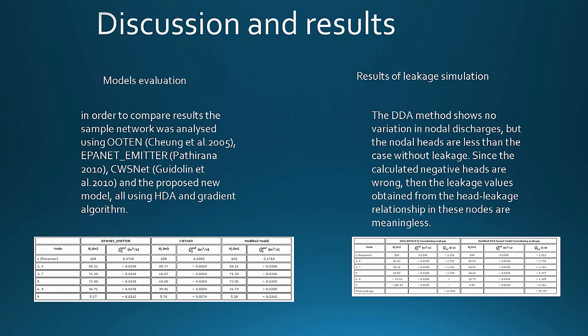Result of leak simulation. The DDA method shows no variation in nodal discharge, but the nodal heads are less than the case without leakage. Since the calculated negative heads are wrong, the leak values obtained from the head-leakage relationship in these nodes are meaningless. In this simulation, we only use two programs, that is DDA EPANET and the modified HDA model.